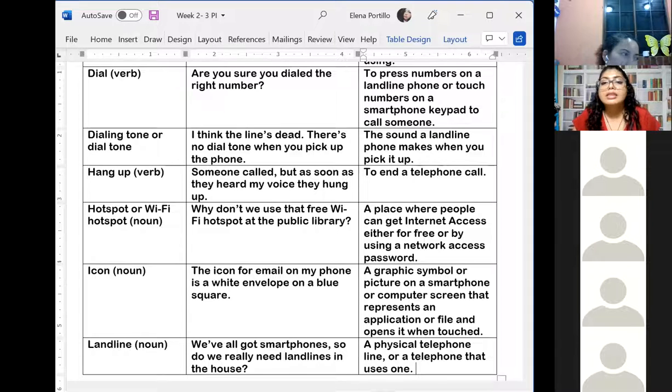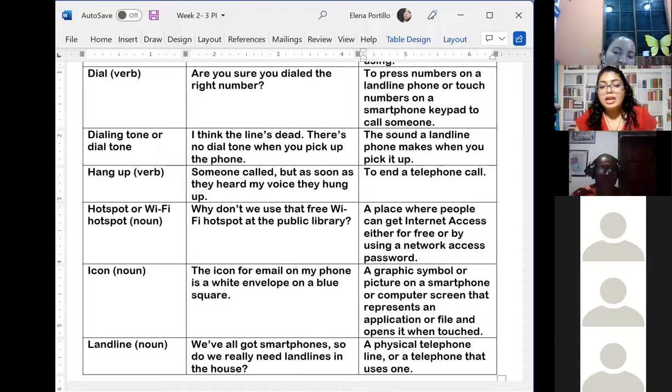So that is a good question, because if everyone has a smartphone, is it really necessary to have this kind of phones in our house?